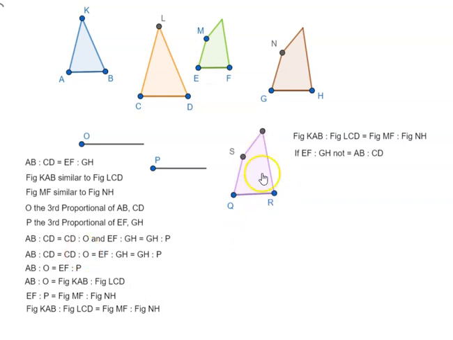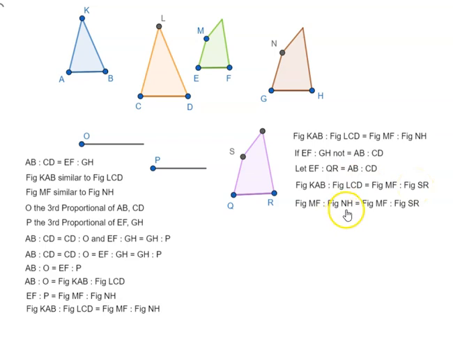This is our figure. Remember, to create this figure, first we have to figure out QR, which is our fourth proportional. We are saying let EF is to QR be equal to AB is to CD, which means, again, based on what we have already done here, if four magnitudes are in proportion, then the figures on them will also be in proportion. We apply that here. So we have four magnitudes, so that means the figures on them will also be proportional. We are using this as one of the steps here: figure MF is to figure NH equal to figure MF is to figure SR.